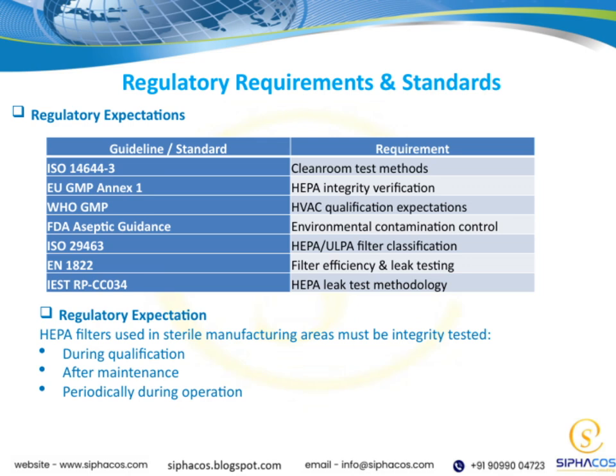Other standards like ISO 29463 and EN 1822 specify filter classification, efficiency, and leak testing methods. Lastly, IEST RP CC034 provides detailed methodologies for HEPA leak testing. All these standards collectively emphasize the importance of rigorous, ongoing testing to ensure the sterility and safety of manufacturing environments. This is a vital part of maintaining compliance and, most importantly, safeguarding product quality.